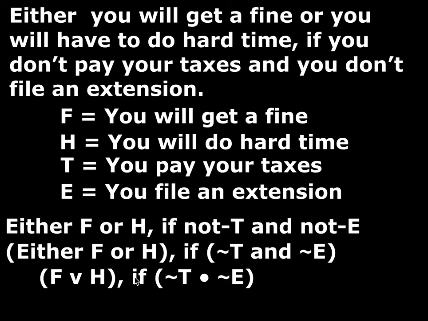Now let's just do this conditional. We're going to have a horseshoe. Question is, which one of these goes on the left and which one goes on the right? It's if by itself. It's not only if. Statement following if is the antecedent. So this will be the antecedent and is going to go over here on the right. The other statement is the consequent. So this is the consequent. It's going to go over here on the left. So we're going to have T and E, horseshoe, F or H.